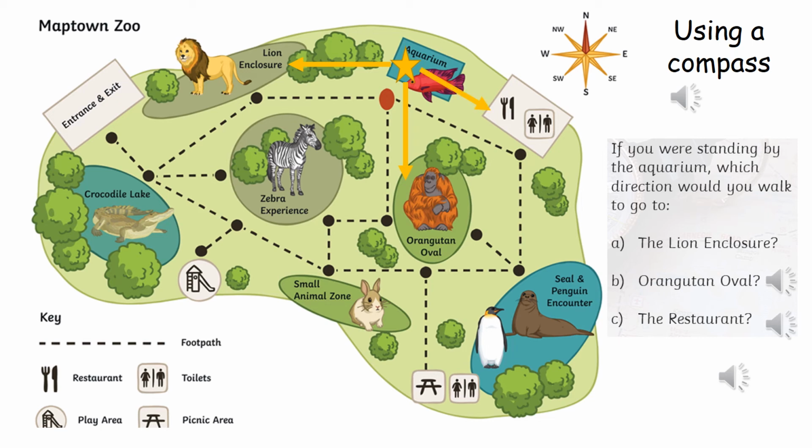It's a slightly trickier one, isn't it? It's not one of our main 4 points. This is one of those other directions that we looked at on the last slide. It's not quite going down to go south. It's also not quite going straight across to the east. It's halfway between. So we need to go southeast to get from the aquarium to the restaurant.